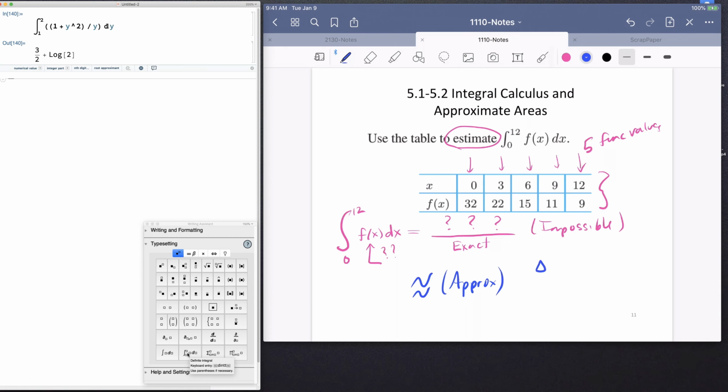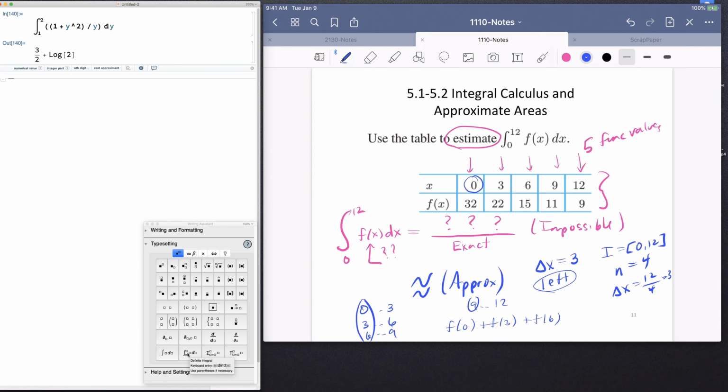What we're seeing here is that delta x is equal to 3. If you choose left endpoints, we can see that the interval is 0 to 12. We've chosen n equal to 4 rectangles to get delta x equal to 12 over 4, which is 3. So for example, if you choose left endpoints, you would use the intervals 0 to 3, 3 to 6, 6 to 9, 9 to 12. And then you would evaluate at all of the left endpoints. So you'd have the function at 0, the function at 3, the function at 6, and then the function at 9. And then all of that will be multiplied by 3. So we're basically doing a Riemann sum problem here.